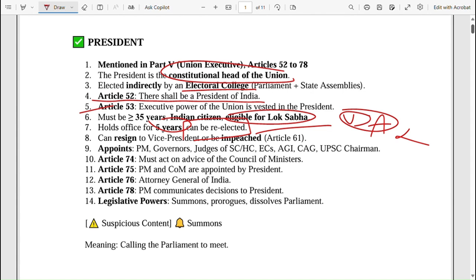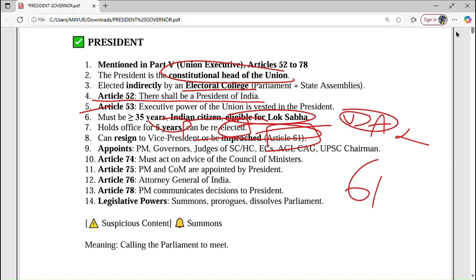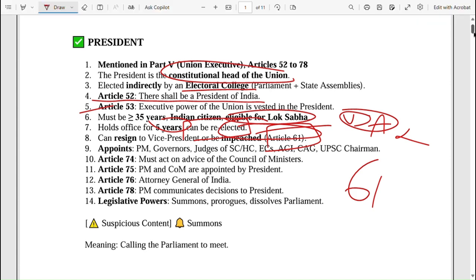Also, a President can be impeached if the government feels that the President is not fit. Then he can be removed through impeachment. That is mentioned in Article 61. Further we will study how impeachment takes place, who are the people involved in impeaching the President, and whether they are elected or nominated members. Let us study that in further slides.